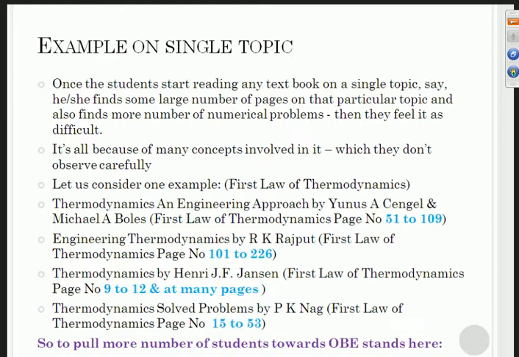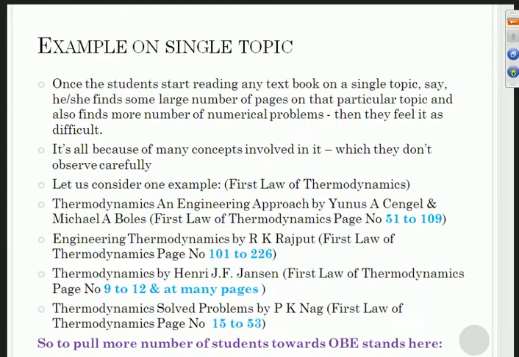If you take another textbook, say for example Engineering Thermodynamics by R.K. Rajput, the first law of thermodynamics starts from page number 101 to 226. That means more than 120 pages correspond to only the first law of thermodynamics. So they look into the volume rather than the concept. So I am addressing that here.